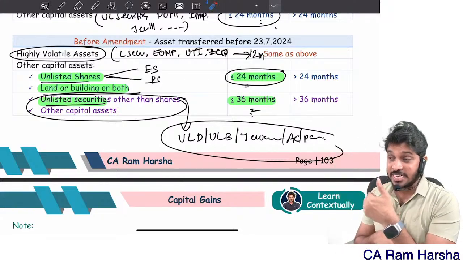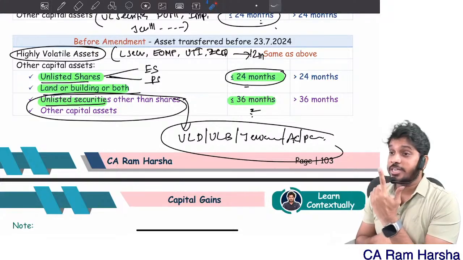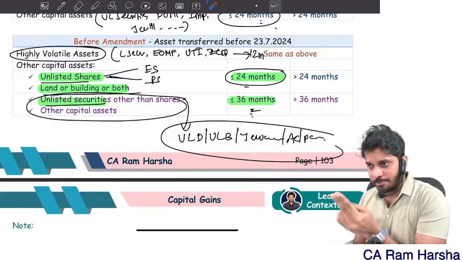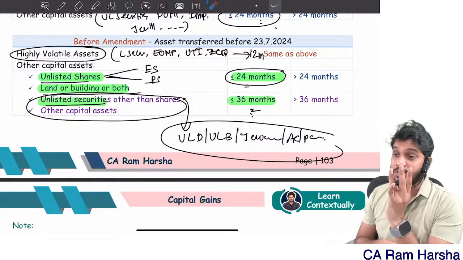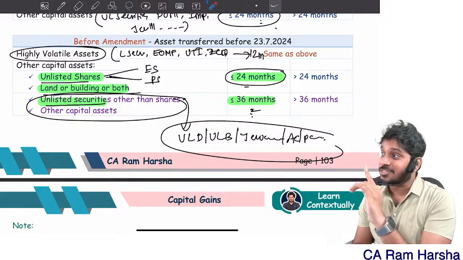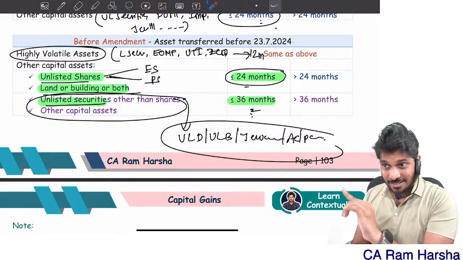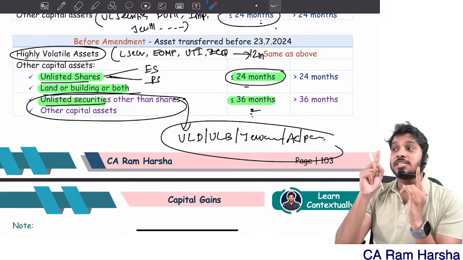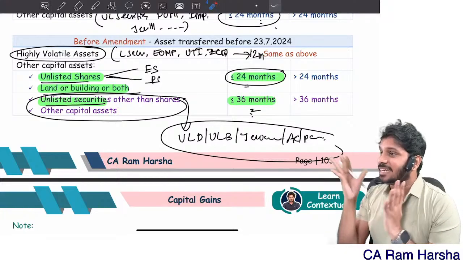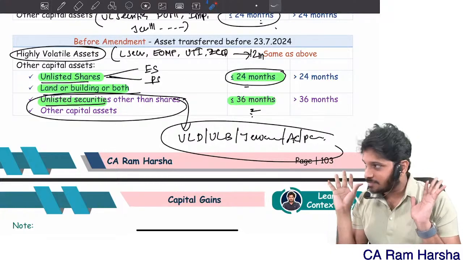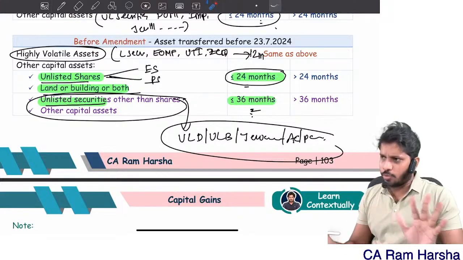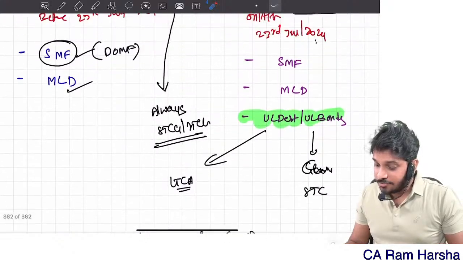Remember this: listed securities, units of equity oriented mutual funds, zero coupon bonds, units of Unit Trust of India. There is also a point on units of business trust: before the amendment, the 36 months criteria applied; after the amendment, the 24 months criteria applies. Until now, clear? All of you. This is the definition of short-term capital asset and long-term capital asset. Over.